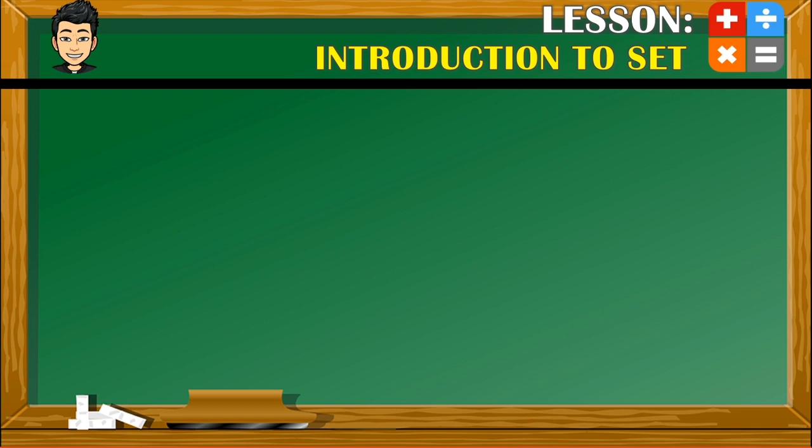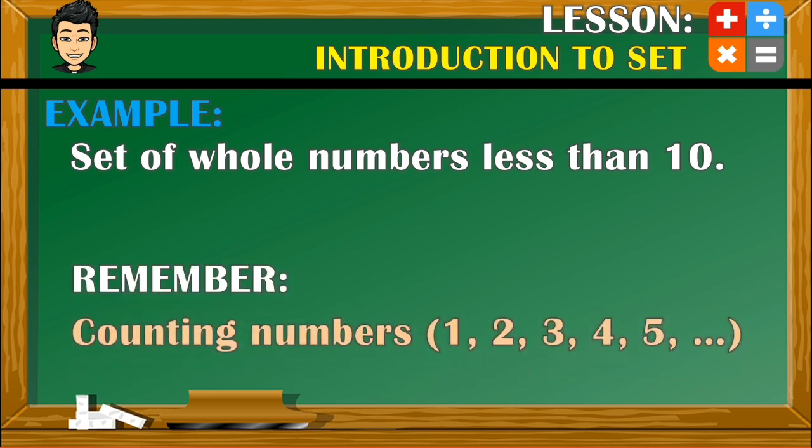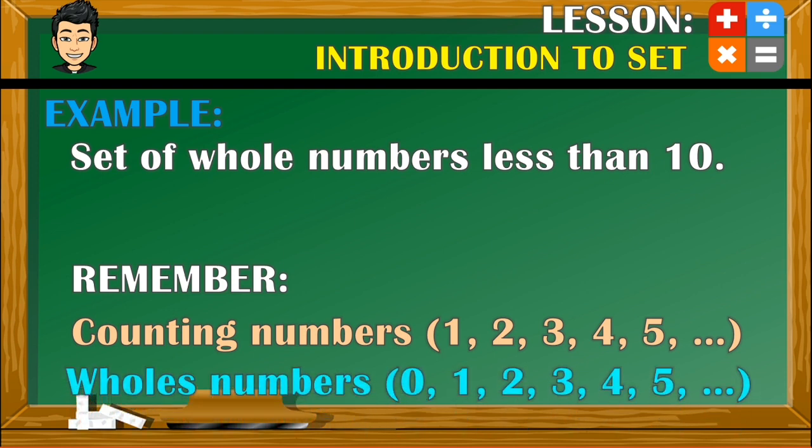Now, how do we represent a particular set? Let's have the following examples. Set of whole numbers less than 10. Before we represent this set, let us first familiarize ourselves with the difference between counting numbers and whole numbers. Remember that counting numbers always start with 1, 2, 3, 4, and so on. However, in whole numbers, 0 is included, followed by the counting numbers.